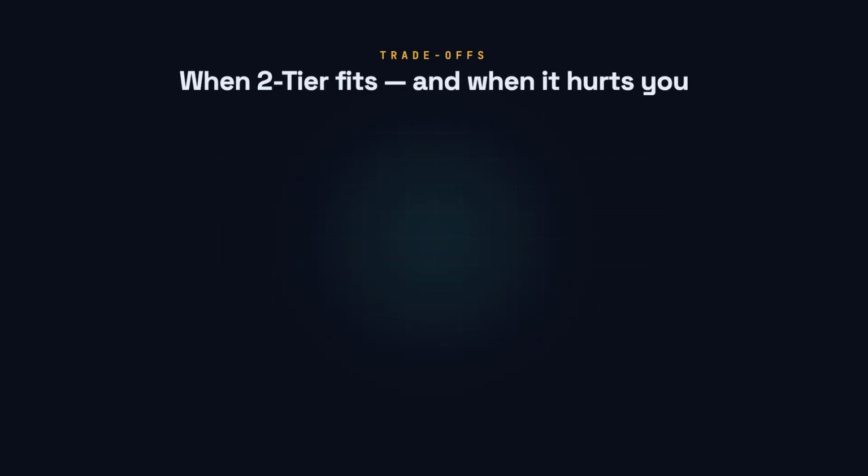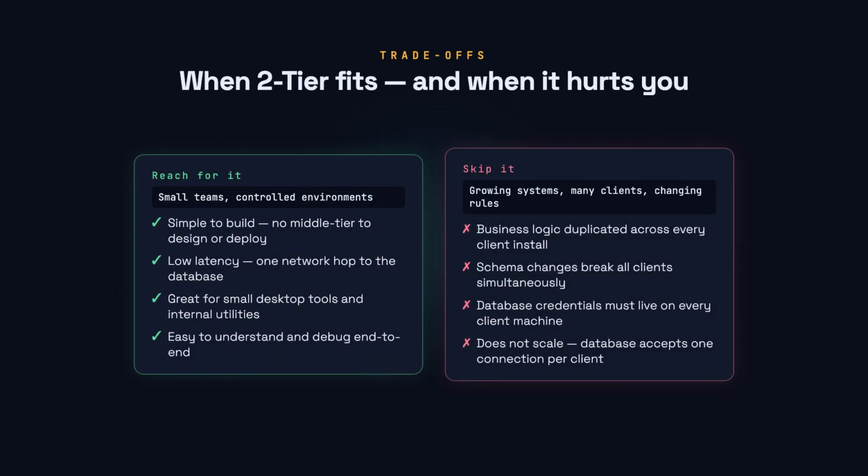The two-tier model earns its place in small, controlled settings. There is no middle tier to build or maintain, and the single network hop keeps things fast and simple. But as soon as your system grows, the costs compound quickly. Every client machine holds a copy of your business rules, so a rule change means redeploying every client. Worse, each client holds a direct database connection, which means the database gets overwhelmed as soon as you have more than a few dozen users.